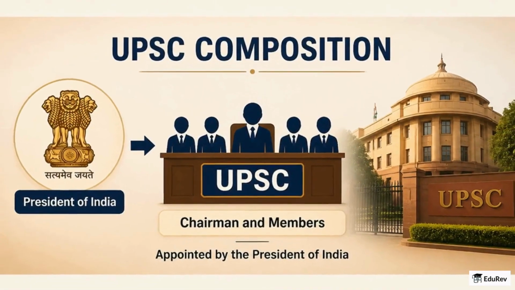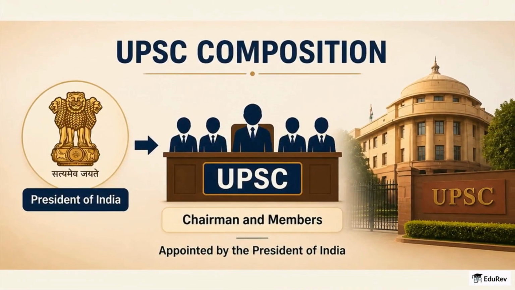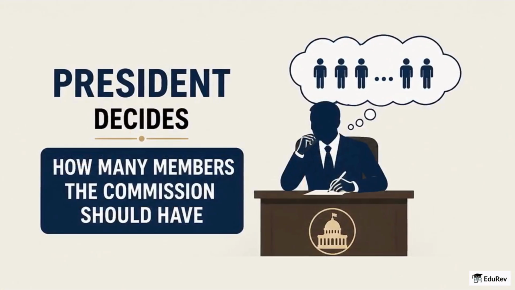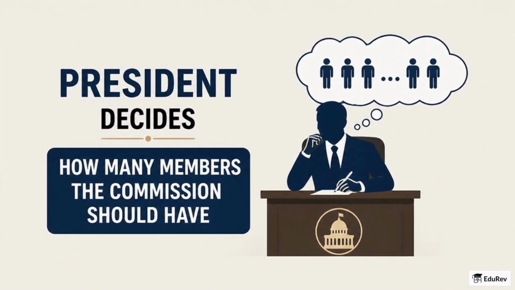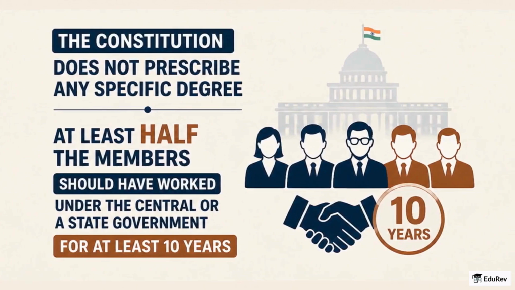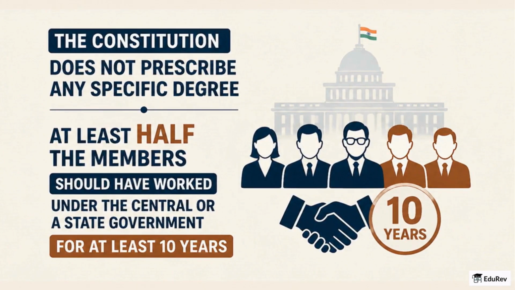Composition first. The UPSC has a chairman and members, all appointed by the President of India. There is no fixed number of members. The President decides how many the Commission should have. The Constitution does not demand any specific degree, but at least half the members should have worked under the central or a state government for at least 10 years.